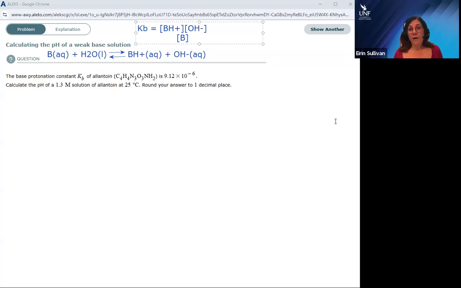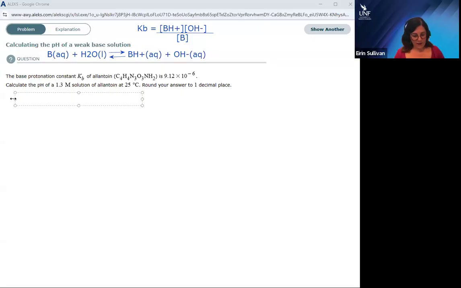Just as an FYI, pH is based on the negative log of the concentration of H+. We are going to solve for the concentration at equilibrium of hydroxide. So just bear in mind, don't get so caught up in the math that you forget that we're solving for the concentration of hydroxide. To get pH, you're going to have to, from that, either calculate the concentration of hydronium or calculate pOH and then convert that to pH.